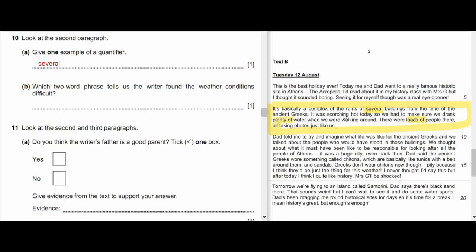Ten seconds from now. 10, 9, 8, 7, 6, 5, 4, 3, 2, 1.